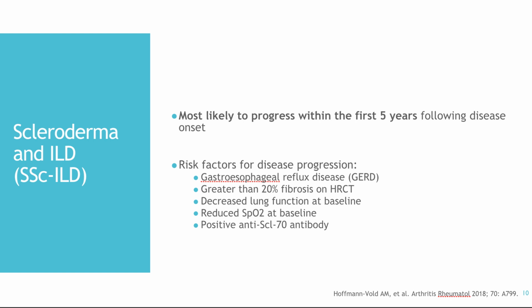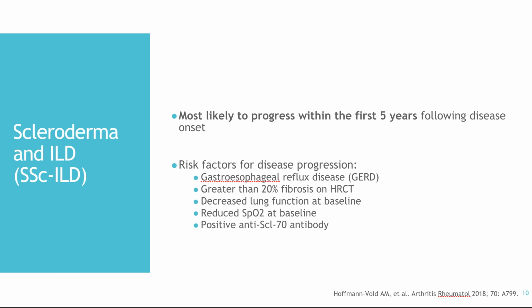If at the time of diagnosis you have more than 20% of your CT scan of the lungs showing fibrosis, that's a risk factor for disease progression. If your lung function, based on pulmonary function tests, which we'll go over in a moment, is reduced at baseline, that's another risk factor for progression. And same if your oxygen levels at baseline are low.